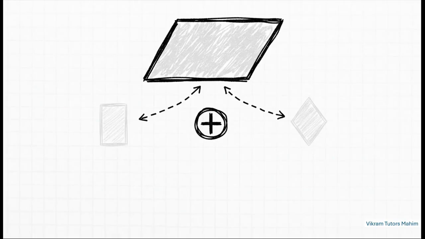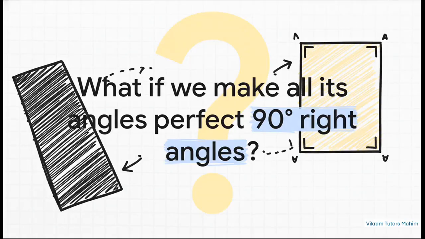Okay, so we've got our parent shape, the parallelogram, with all its built-in traits. Now let's see what happens when it has children. To create a new generation, all we have to do is add one more specific rule to the mix. Let's try this rule first.